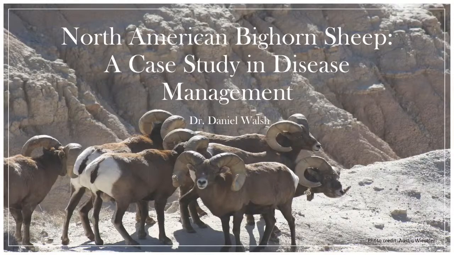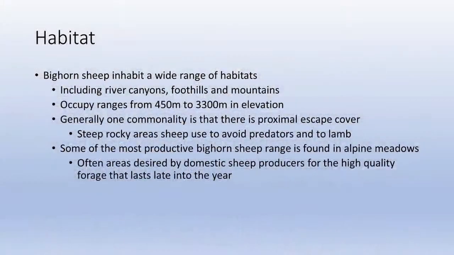So just a little bit of background on bighorn sheep. They're one of my favorite species, so I like talking about them. They're a really interesting animal. They can inhabit a wide range of habitats, from river canyons to foothills to mountains, and they can range from 450 meters to over 3,300 meters in elevation. So they can live in a wide range of elevations.